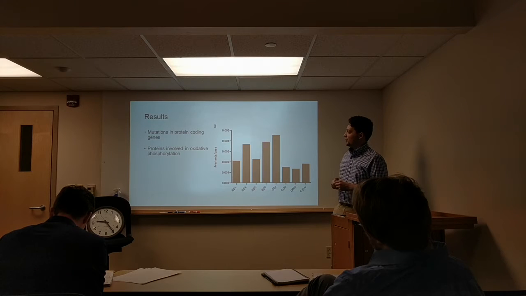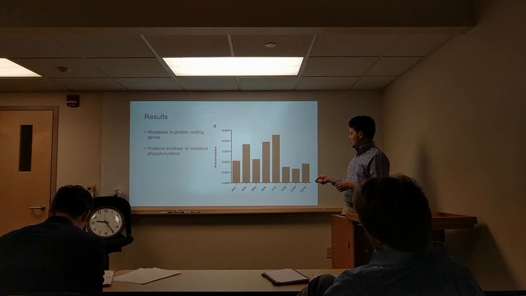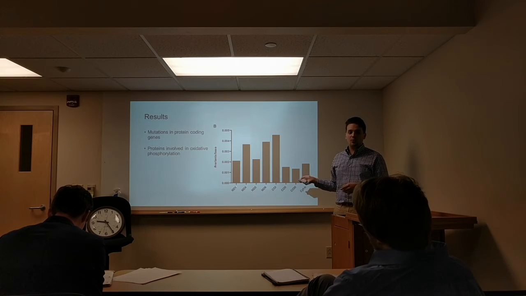This graph shows the mutations in individual protein coding genes. What's important about these is that most of these genes code for proteins involved in oxidative phosphorylation. So if you have a mutation in here that interrupts that protein's function, you also hinder the cell's ability to produce energy, leading to pathogenicity.